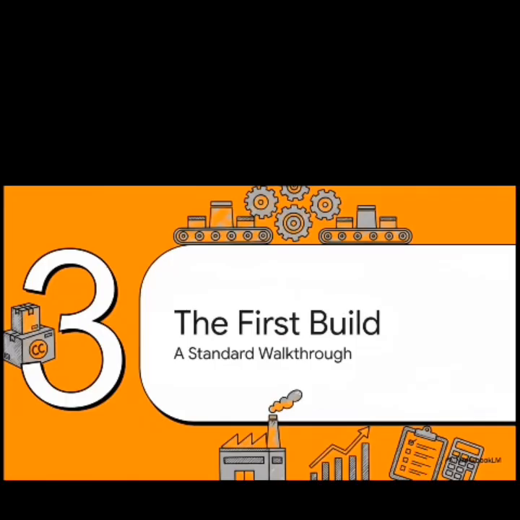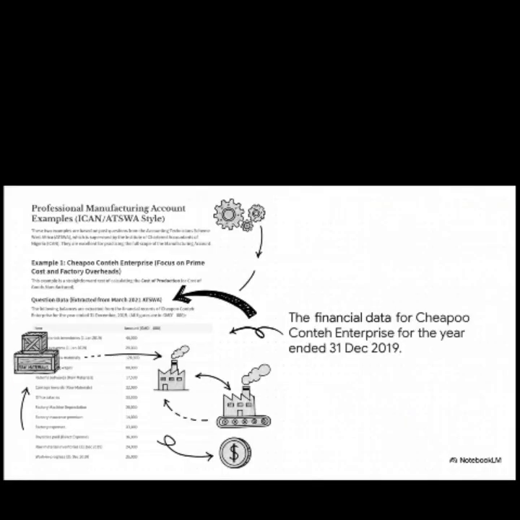Okay, that's enough theory, right? Let's get our hands dirty and actually put this into practice. We're going to build a manufacturing account from the ground up using some data from a company called Chipu Conte Enterprise. So, what you see here is all the financial data we'll need for Chipu Conte's enterprise. You can see we've got everything from raw materials and purchases to factory wages and other expenses.